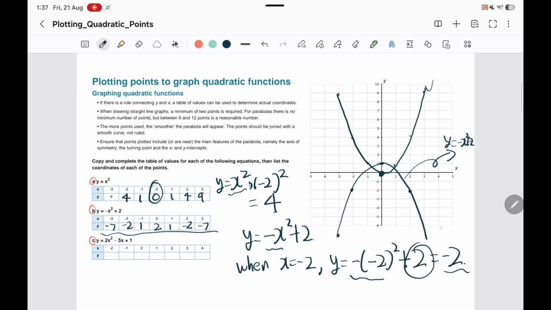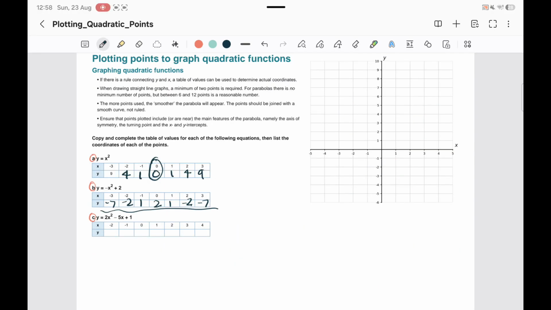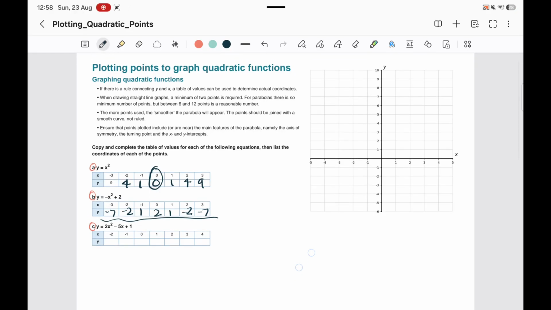So those two parabolas are facing different sides. This actually goes upward and this goes downward, just because of this negative here. If you put really super big numbers into x, then you get really, really big negative numbers for y, just because of this -1 symbol here. And then that makes this graph face downward. Okay, so let's move on to the next example.